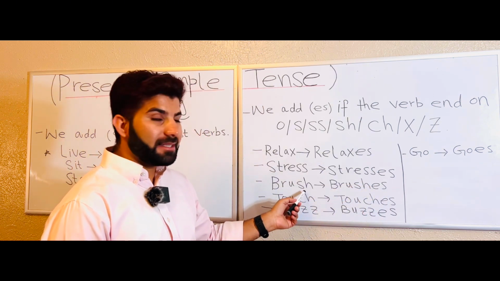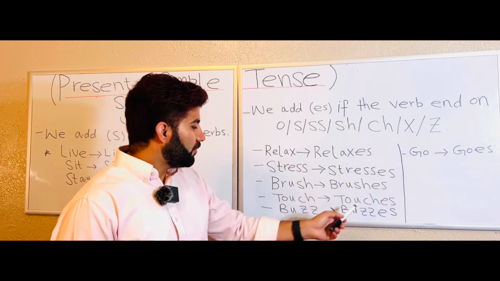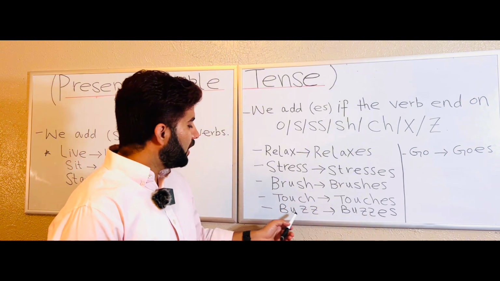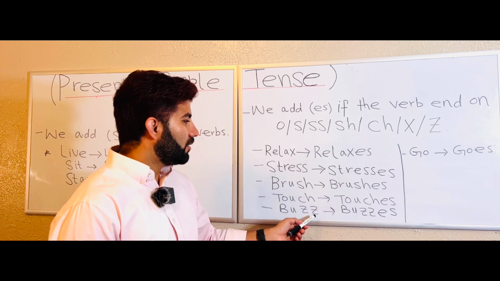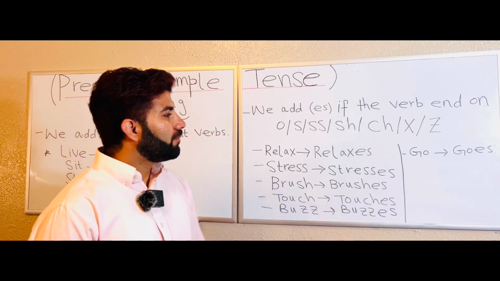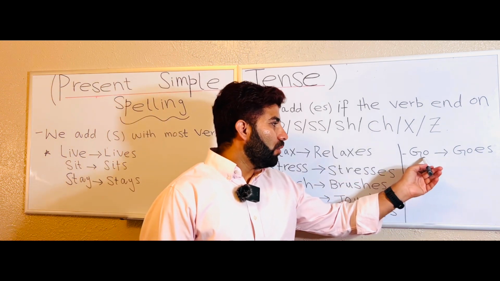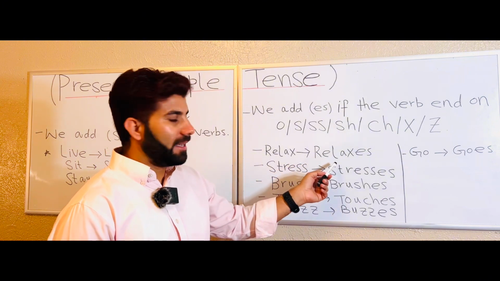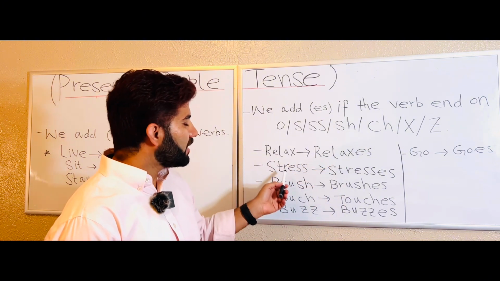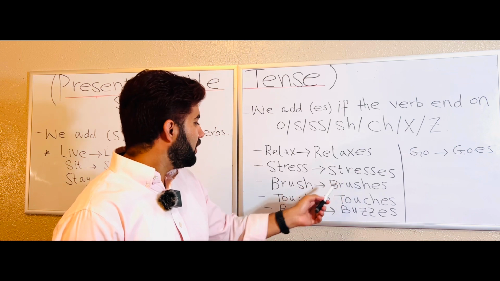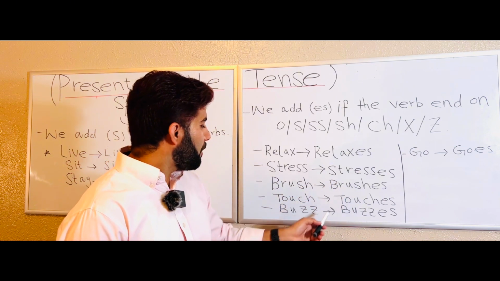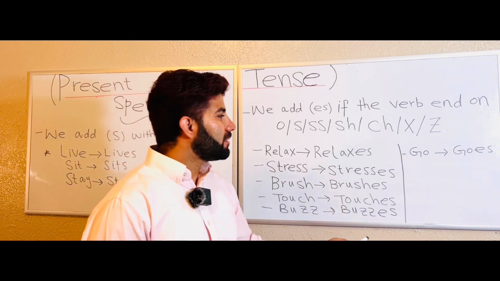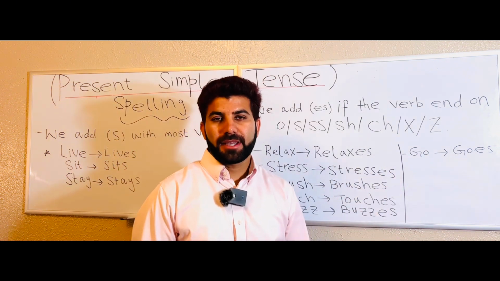Brush is ending in sh, we add es. Touch is ending in ch, we add es. Buzz is ending in zz or z, we add es. And go is ending in o, so we add es. From relax, it's relaxes. Stress, stresses. Brush, brushes. Touch, touches. Buzz, buzzes. Go, goes.